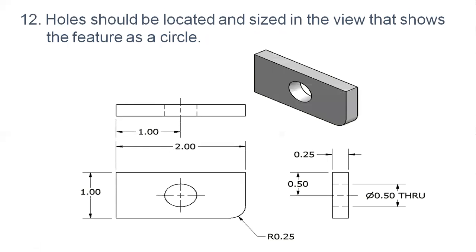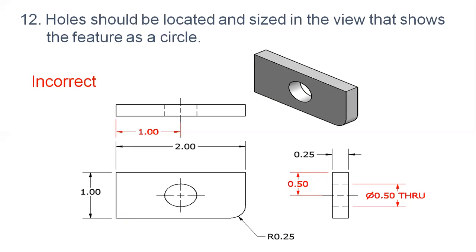This is the rule of showing dimensions for the holes. Holes should be located and sized in the view that shows the features of the circle. Here you can see the incorrect way of dimensioning. The dimensions are shown as 0.5 mm throughout, and the dimension to the circle is not shown. It is shown in the side view. So it is the incorrect way of dimensioning.